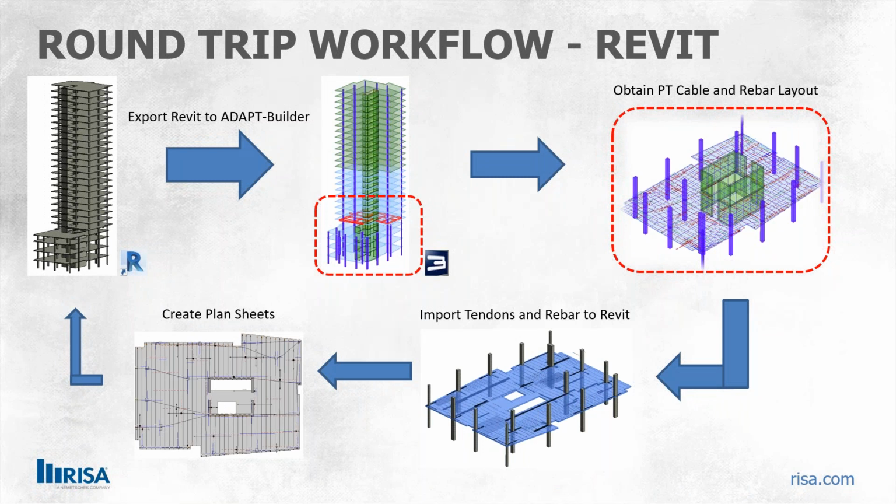One of the workflows that a lot of engineers like to use, and I think is very useful, is this kind of round trip workflow with Revit. So here's a flow chart on how you can leverage Revit with Builder. What you would do is start out with a Revit model, export the geometry to Builder, perform the design to obtain the PT and rebar layout. You'd import the tendons and rebar back into Revit, and then you'd be able to create your plan sheets. So this would ultimately save you a bunch of time with coordinating between your drafters, the redlining process, and making sure, hey, is the information getting transferred over to our plans appropriately.